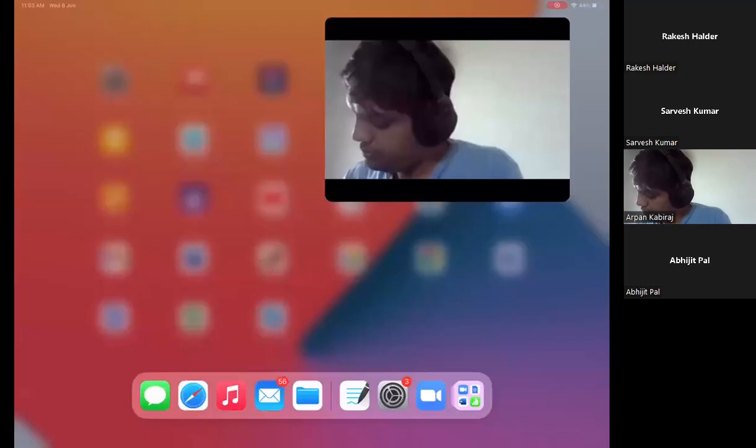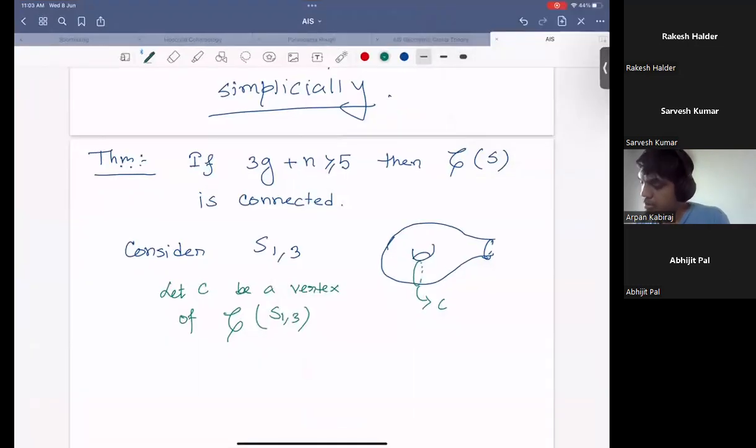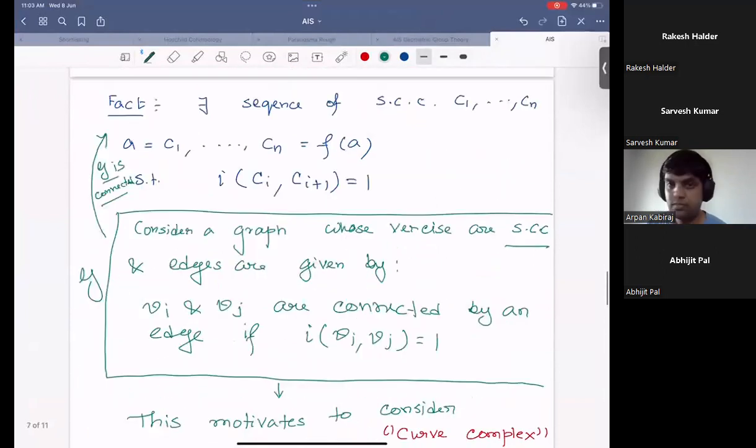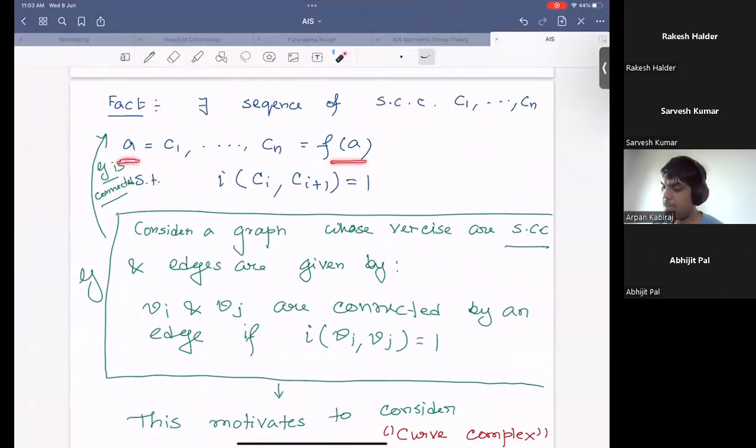Let me share the computer. So if you look at this argument, remember this argument, we want to go from A to FA using this intersection pattern, right? We want to go between two curves. We want to use a bunch of curves so that we can go from one curve to another curve just by using some intersection pattern. This is okay? Yes, sir.